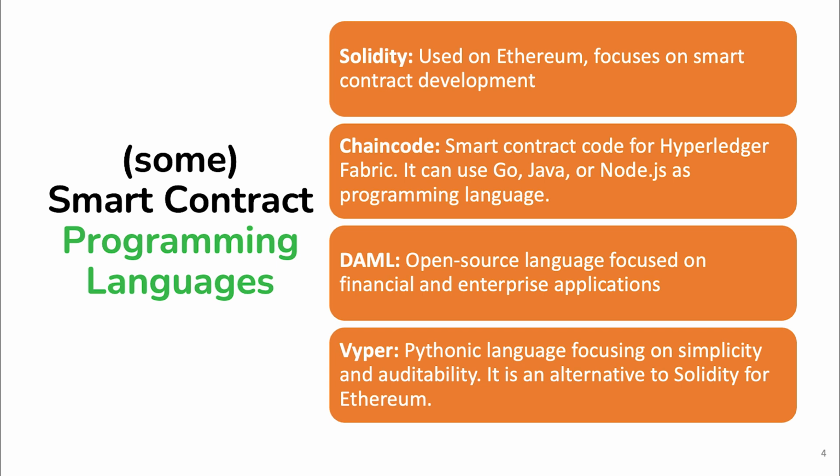Digital Asset Modeling Language, or DAML for short. DAML is an open-source smart contract language for developing distributed applications that define rights, obligations, and workflows. It targets financial and enterprise applications. Vyper. Vyper is a so-called Pythonic smart contract language for Ethereum. The language's main goals are simplicity and auditability.